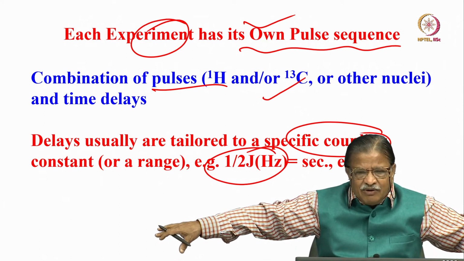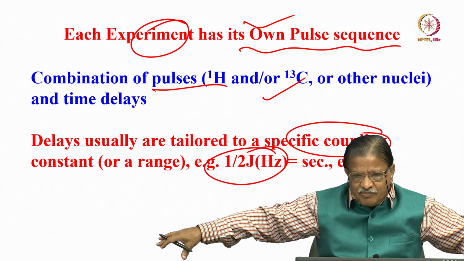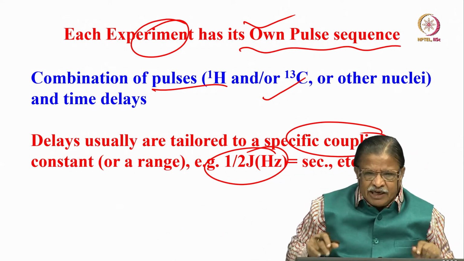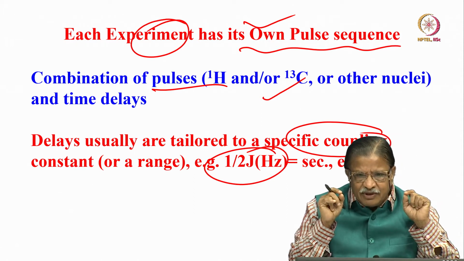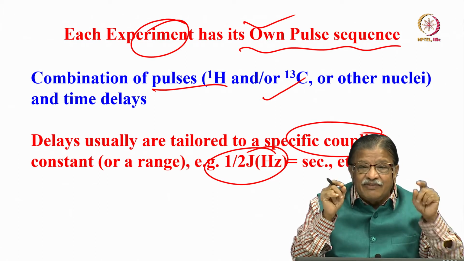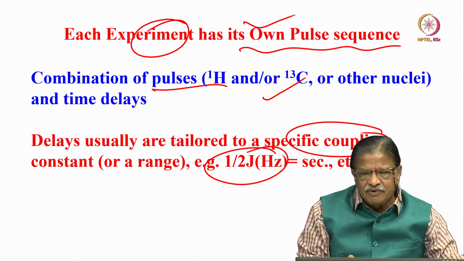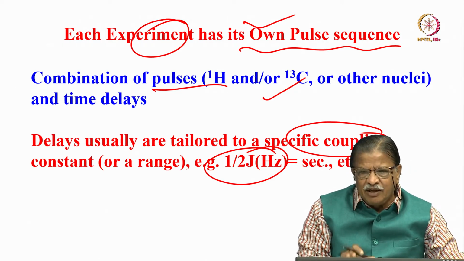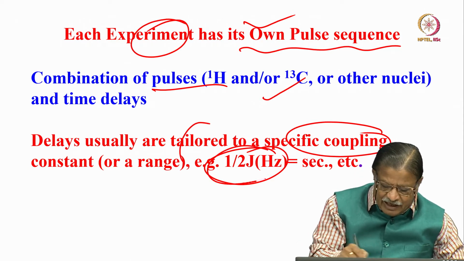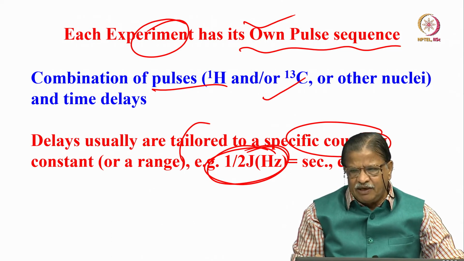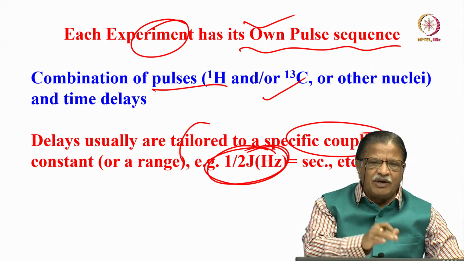At exactly 1/2J, we saw both by vectorial diagram and also by product operators that it is going to create antiphase magnetization. Using this information, we can design a particular experiment, for example, I tailor it such that it could be implemented in a polarization transfer experiment to transfer information from one spin to another spin.